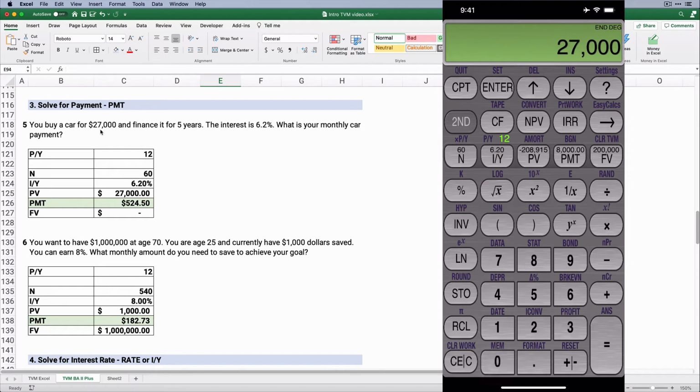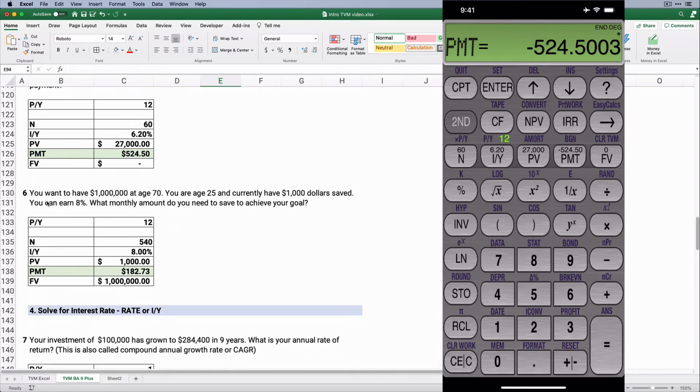27,000 is the present value of this car loan. We're going to put 0 in as the future value. We're going to pay off the car loan with 60 equal payments. We'll do compute payment, and it is $524.50. It's negative, that's fine. We're going to have to pay $524 every month for 5 years, 60 months. So $524.50 is your car payment.